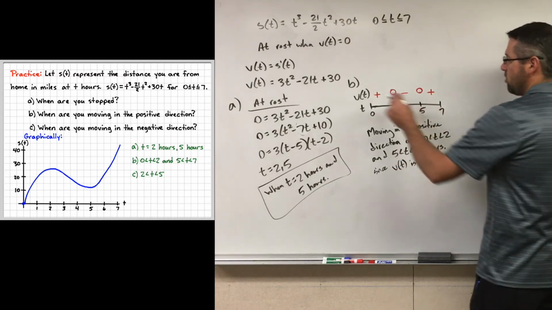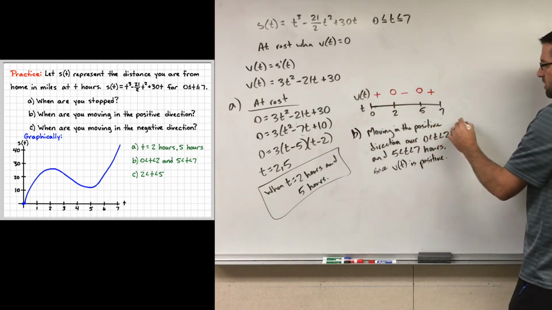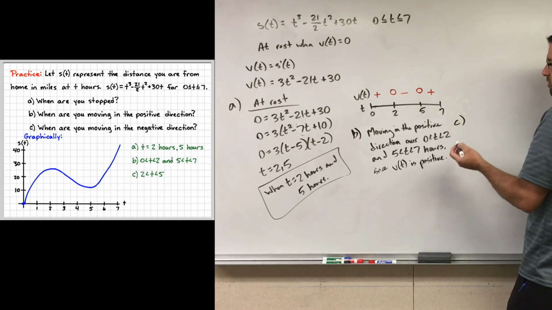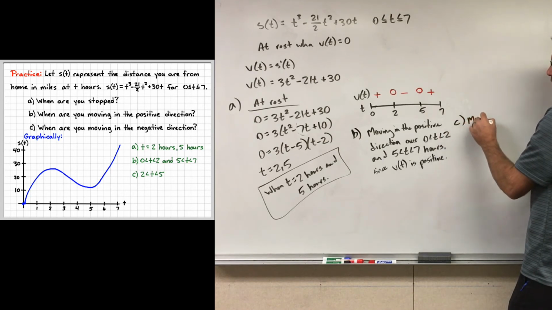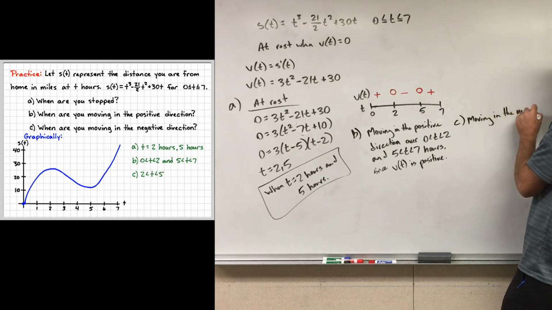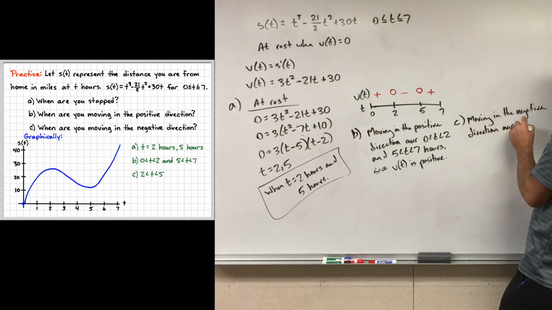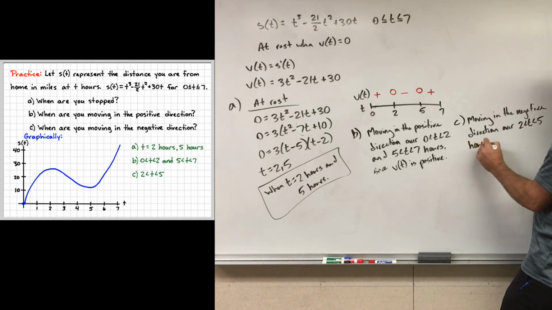Now we can answer part C based on the same amount of work that we did here without adding anything to it. When are we moving in the negative direction? We're moving in the negative direction over 2 less than t less than 5 hours. And the justification is since v of t is negative.